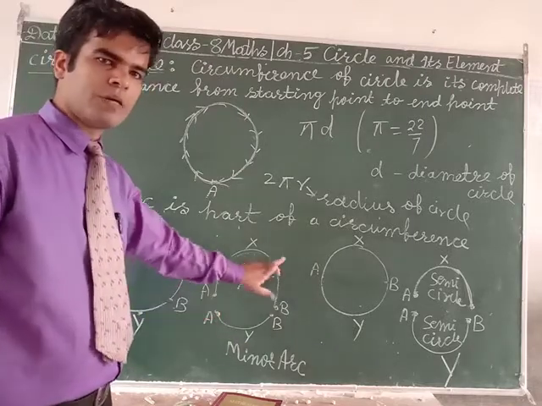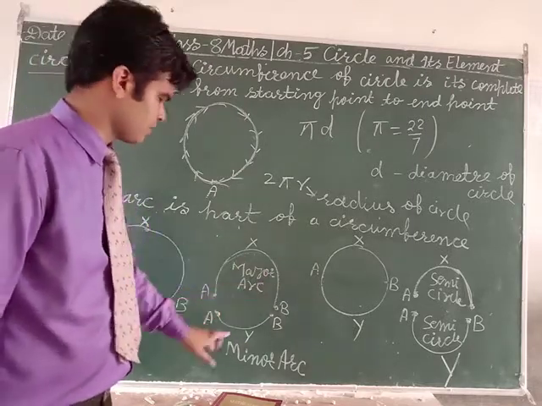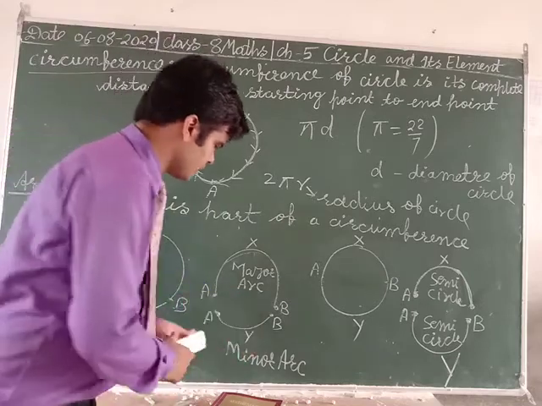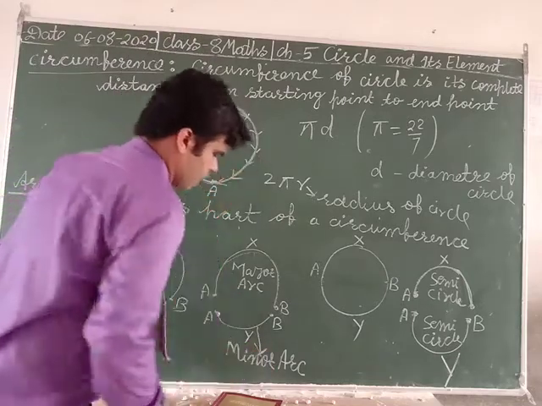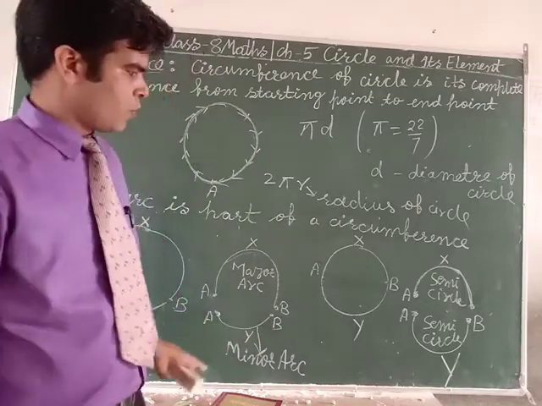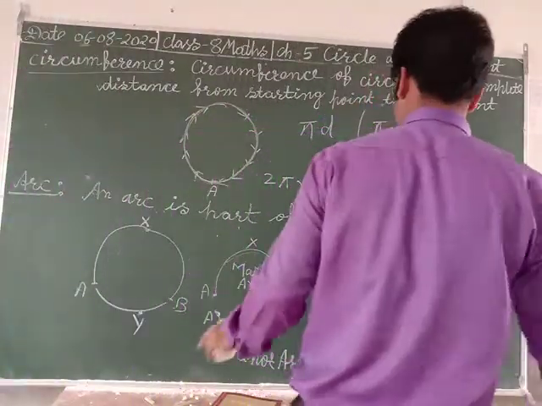So it is a major arc. The bigger arc we call major arc. And A, Y, B, this is what? This is minor arc. Minor means smaller arc.